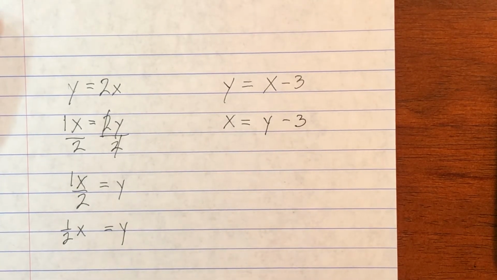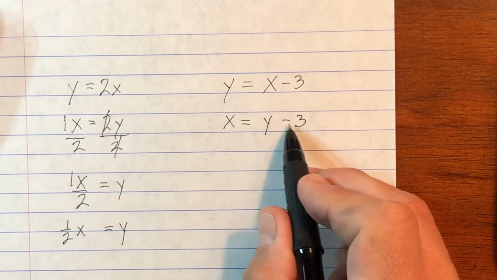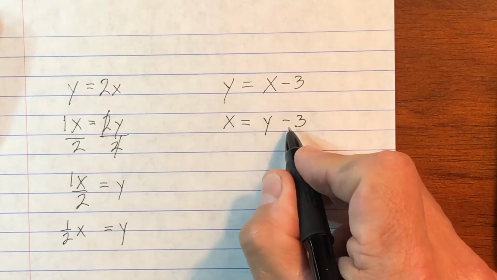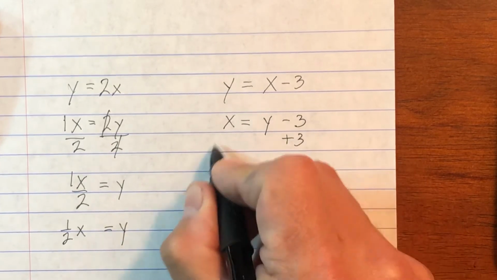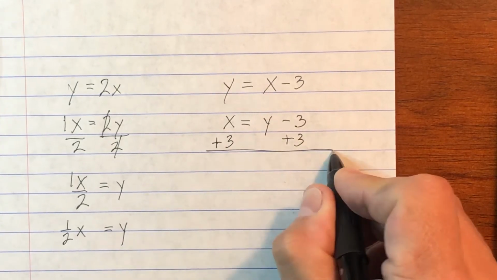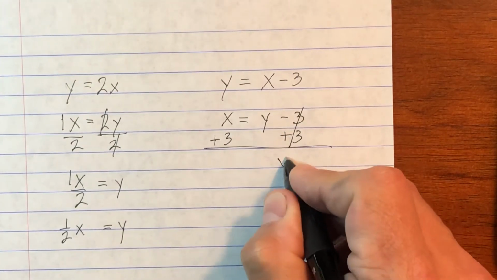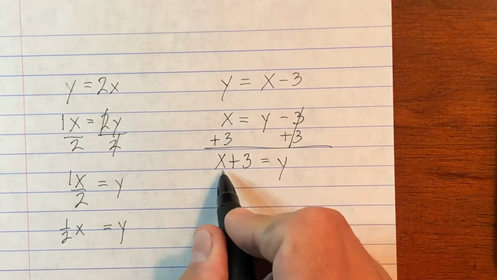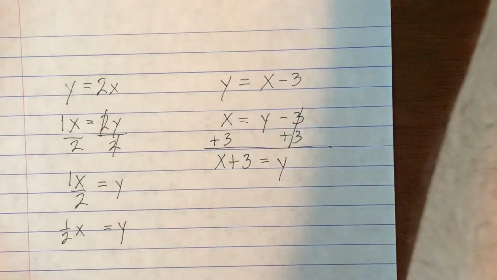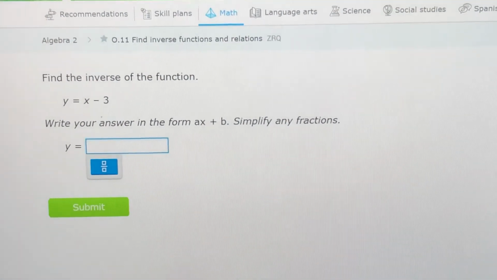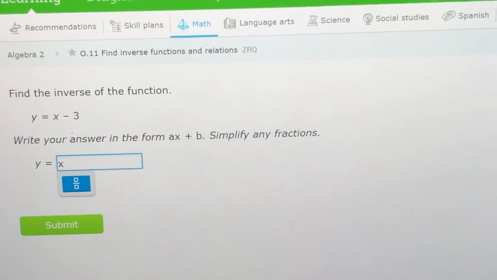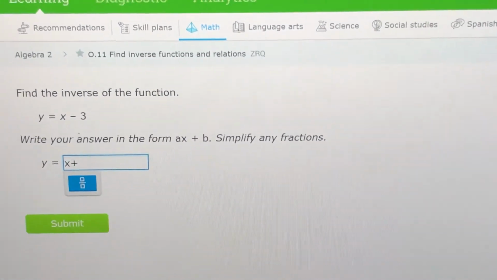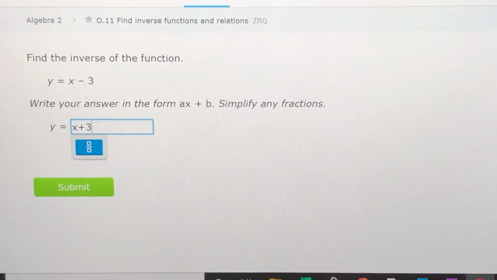Now solve for y. We want to get y by itself. There's a minus 3, so I'm going to add 3 to this side. I'm going to add 3 to this side. These 3's will cancel out, and I get y equals x plus 3. So x plus 3 is the inverse that I'm going to type in to the IXL. X plus 3, just like that.